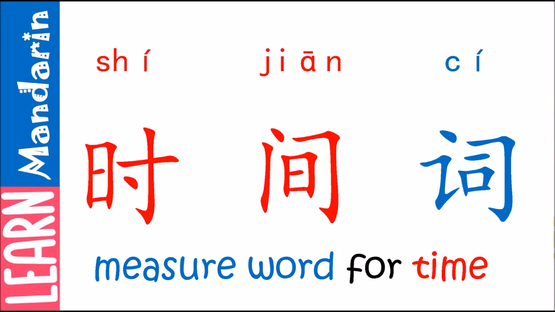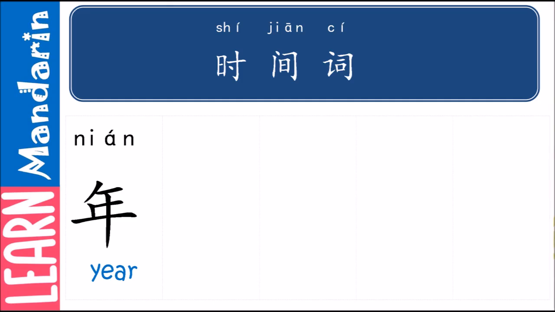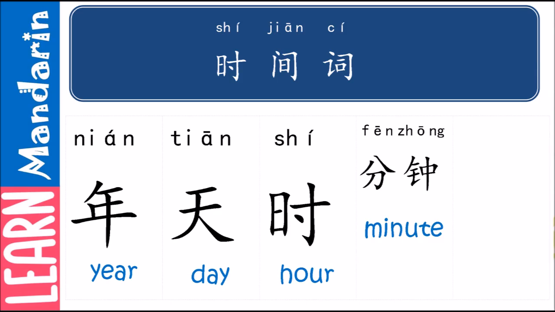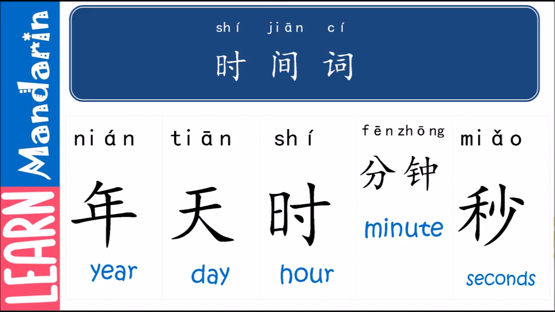The last group is the 时间词 or measure words for time. These measure words have the same meaning and usage as their individual word. Example of these measure words are 年, which means year, 天, which means day, 时, that means hours, 分钟, that means minutes, and 秒, which means seconds.